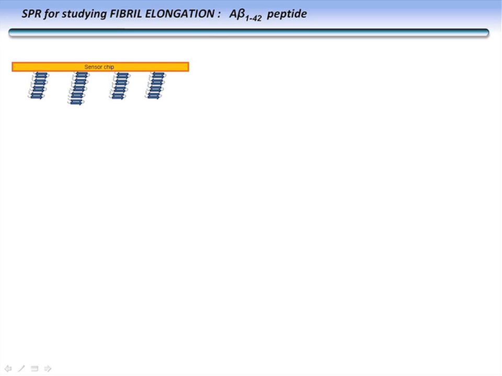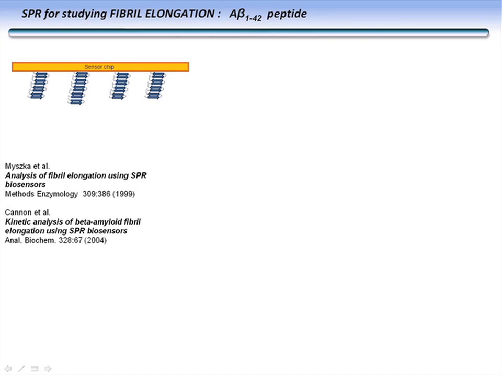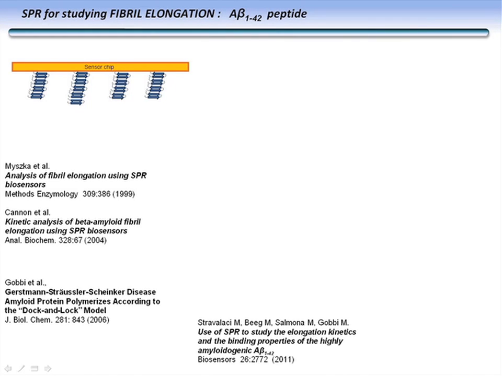This approach had actually been developed and characterized in 2000 by David Myszka and co-workers, and they used this approach to study the elongation of the beta-40 peptide. More recently, we have used the same approach to study the elongation of prion proteins, in a paper in 2006, and very recently we have also published a paper using the same approach to study the elongation kinetics of the highly amyloidogenic beta-42. Beta-42 is much more amyloidogenic and aggregating than beta-40. It's very difficult to study, and we succeeded in doing these studies just last year.